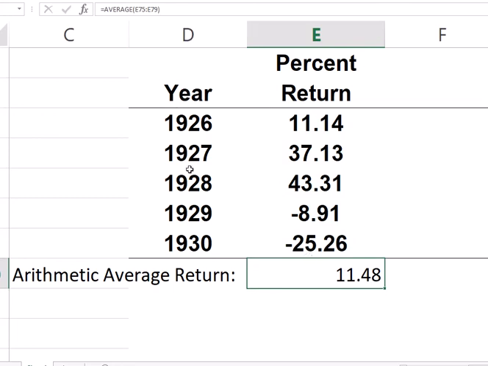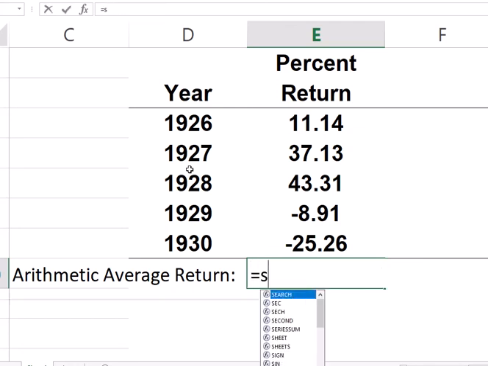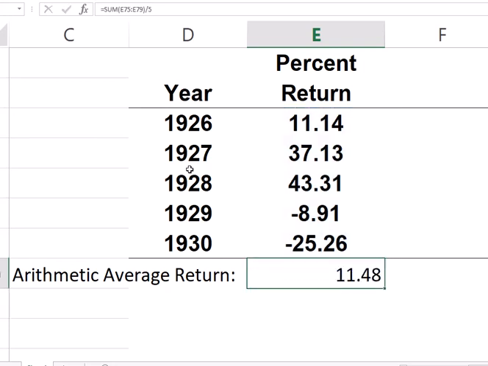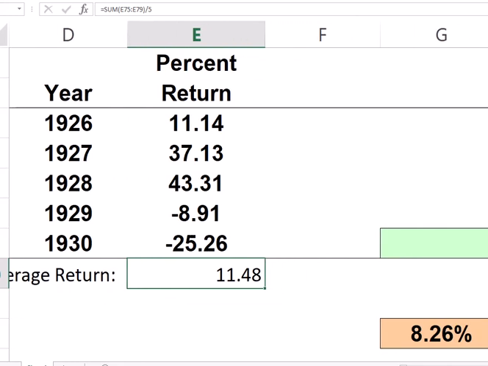So the answer would be the average, or in other words, another way of doing this would be the sum of all these numbers divided by the number of years. So in this case it's 5. We get the same answer. This is the arithmetic average. So you can see in this period, the arithmetic is 11.48 versus the geometric was 8.26%. So the arithmetic is larger than the geometric.